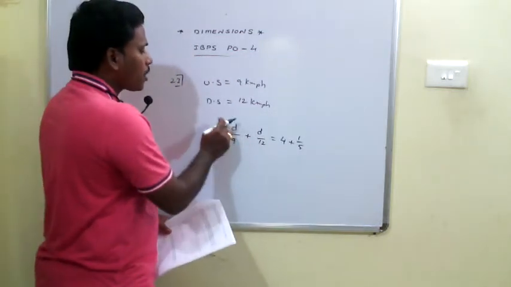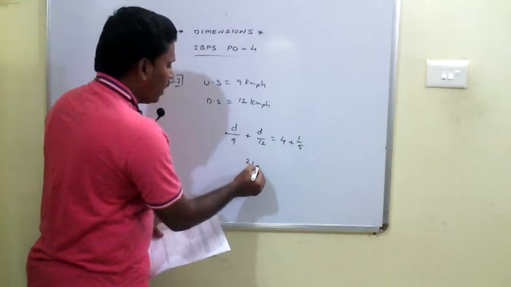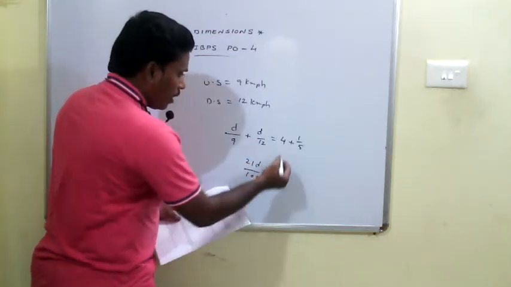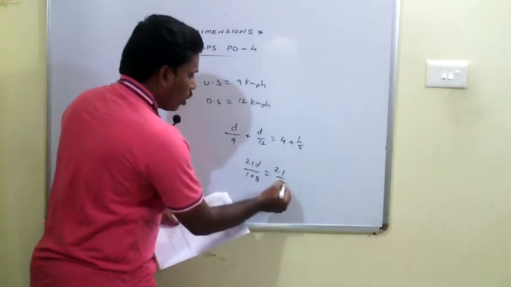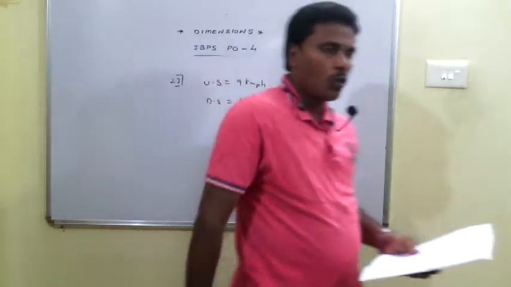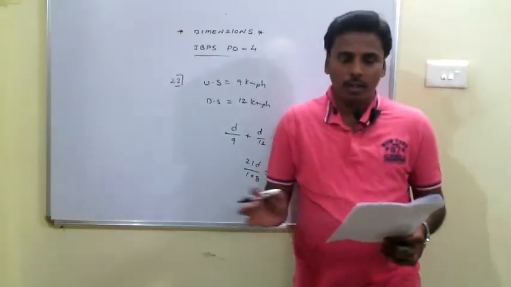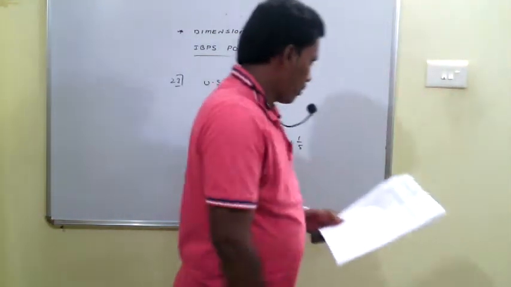Take the LCM. 12D plus 9D is 21D divided by 108 is equal to 21 by 5. 21 will get cancelled. Distance is 108 by 5. On simplification, you find the distance as 21.6 kilometers. There ends the problem. Okay.